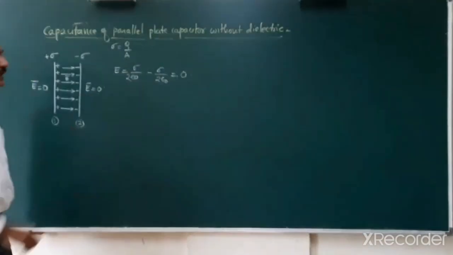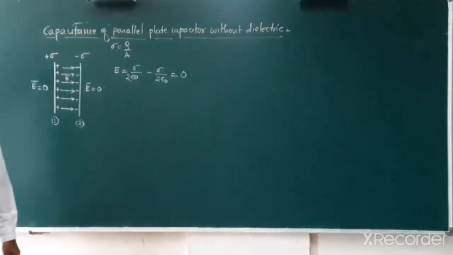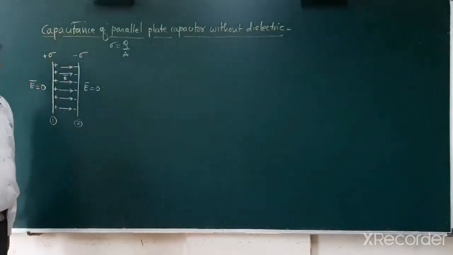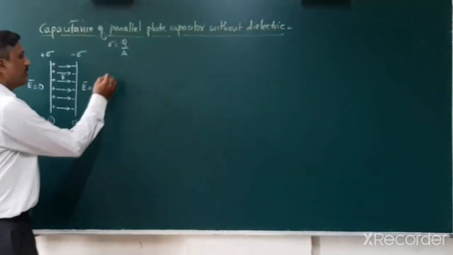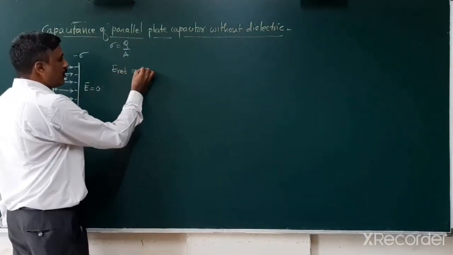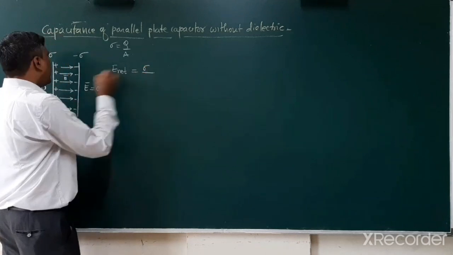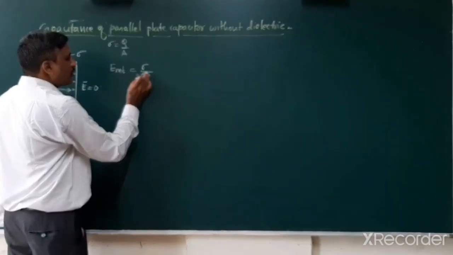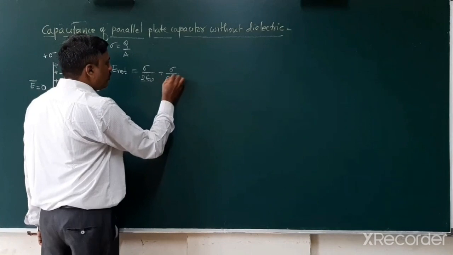So we have written that the electric intensity outside the parallel plates will be 0. Now we have to start: what is the net electric intensity? The net electric intensity is given by a very simple formula. It is the electric intensity due to the first plate, sigma upon 2 epsilon 0, plus the electric intensity due to the second plate, that is sigma upon 2 epsilon 0.